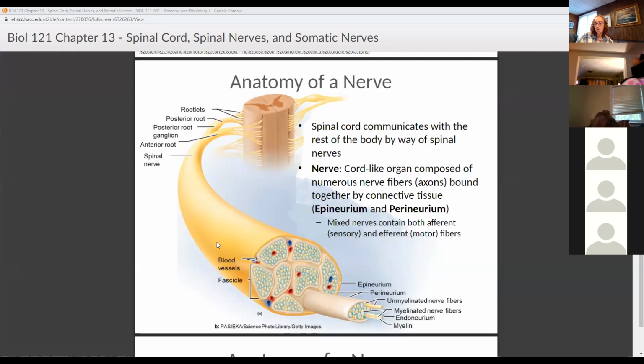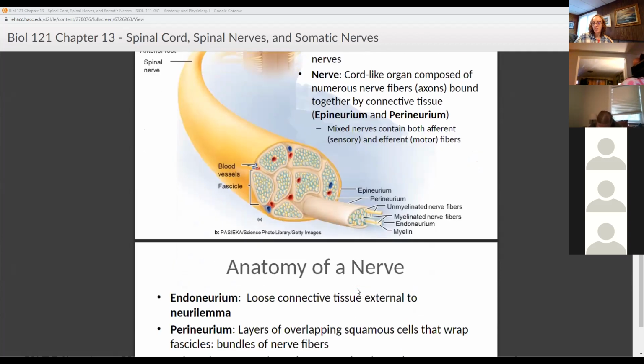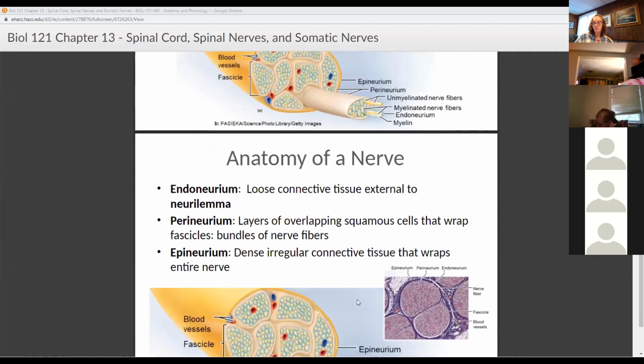However, as the spinal nerve extends from the intervertebral foramen, it's a mixed nerve, meaning that the nerve fiber itself is going to contain both sensory and motor fibers. Remember, another word for sensory is afferent fibers. Another word for motor fibers is efferent. Afferent meaning incoming, efferent meaning exiting. Before I keep going, let's move forward from there.